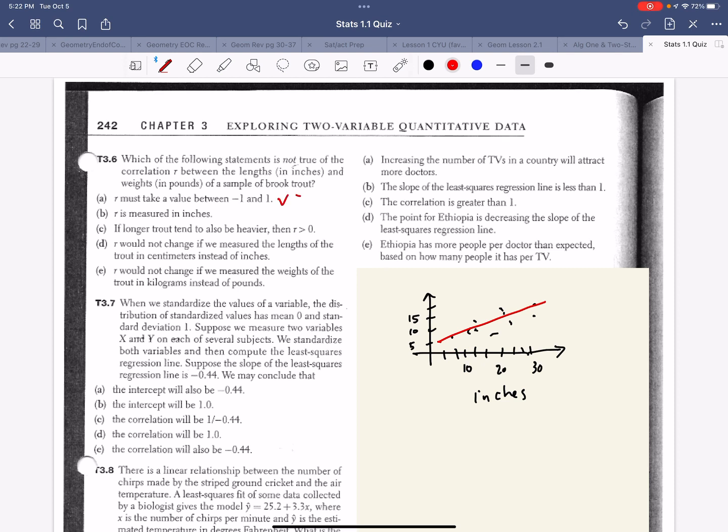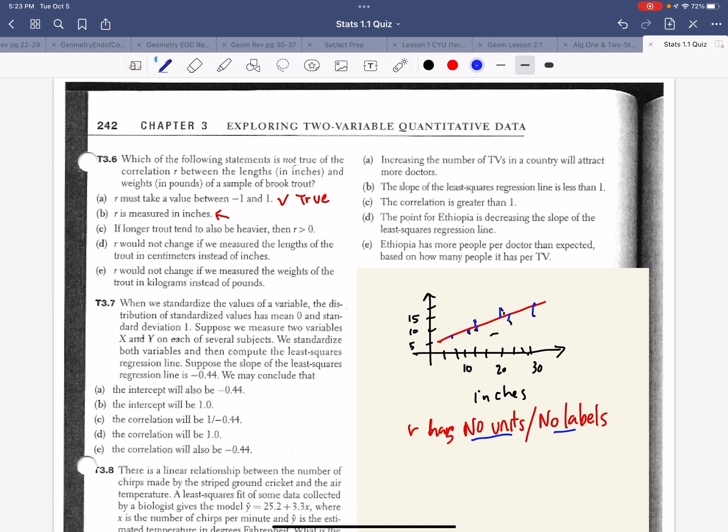First, we know this is true, right? We talked about this. Then R says measure in inches. Our notes say R has no units, no labels. When we calculated R by hand, it's the distance a number is from the line, the average distance, right? So it can't have any units.